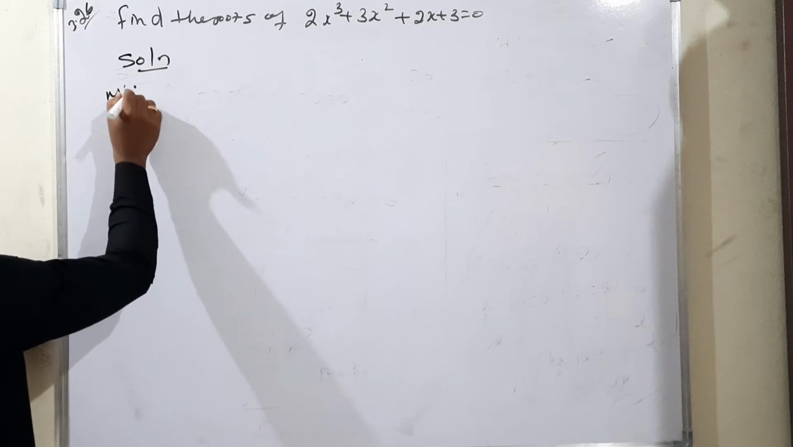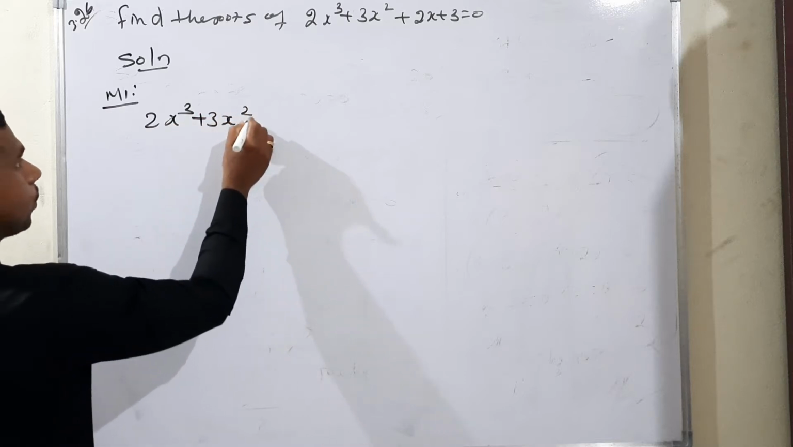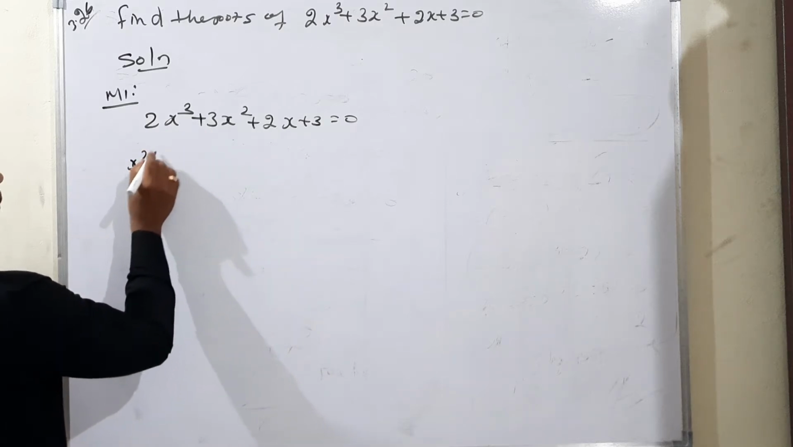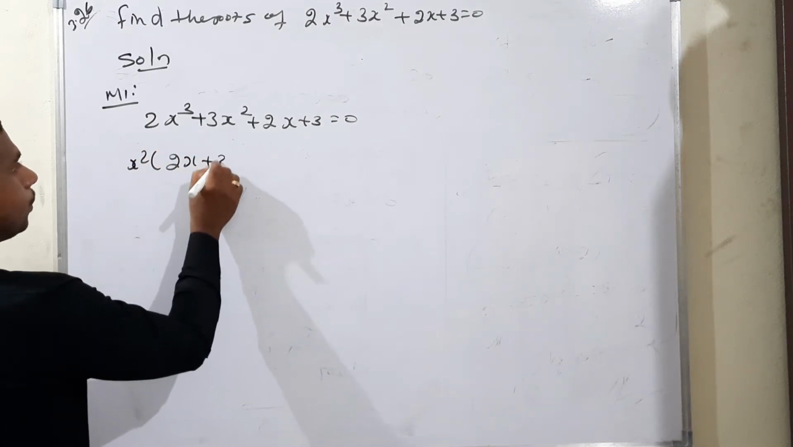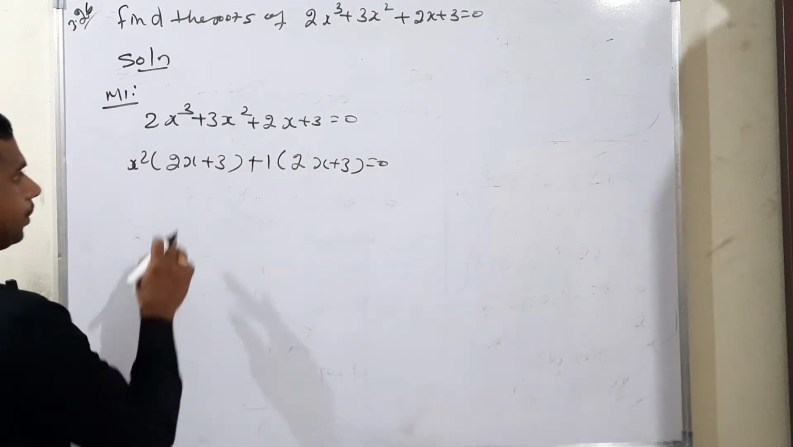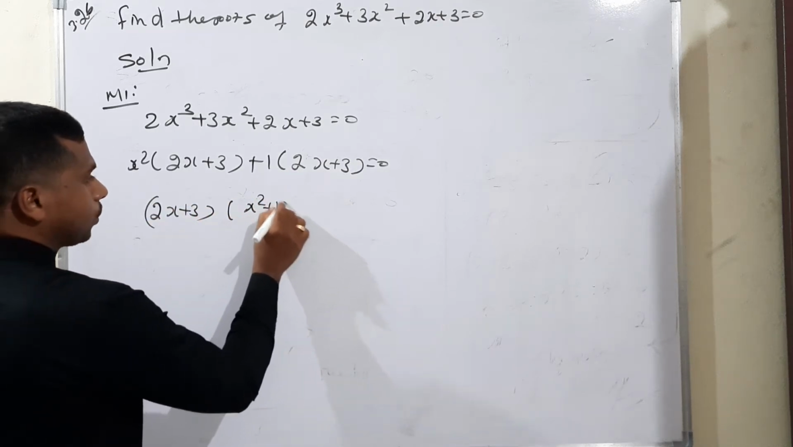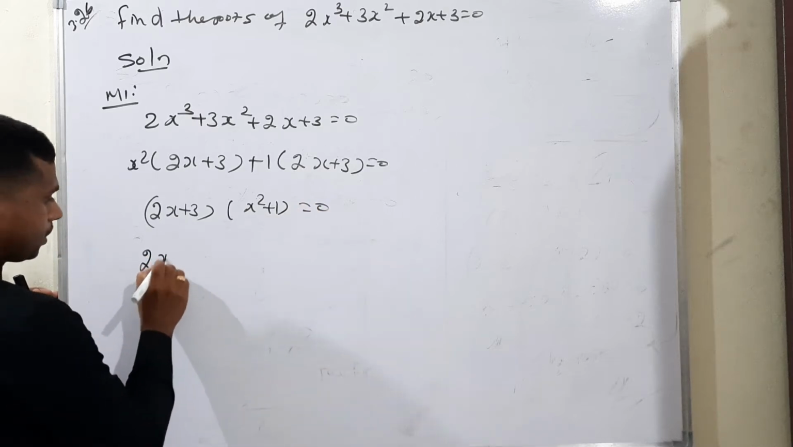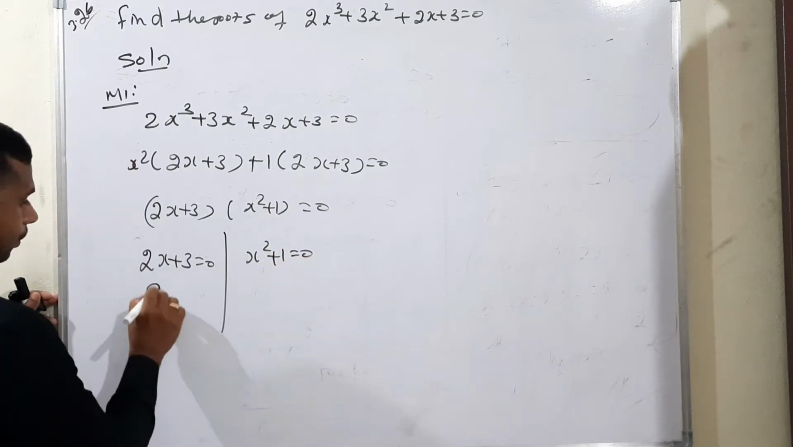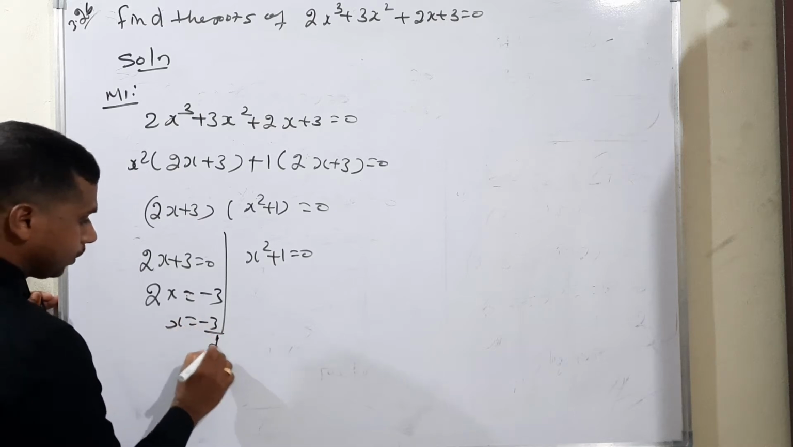Okay, so method 1. The question: 2x cube plus 3x square plus 2x plus 3 is equal to 0. Here, take x square common outside, so 2x plus 3. Next, take plus 1 common outside, so 2x plus 3 is equal to 0. Now we have the common factor 2x plus 3, and another one, x square plus 1 is equal to 0. So separately equal to 0: 2x plus 3 is equal to 0, then x square plus 1 is equal to 0. Therefore, 2x is equal to minus 3, bringing it to the opposite side. Therefore, x is equal to minus 3 by 2.